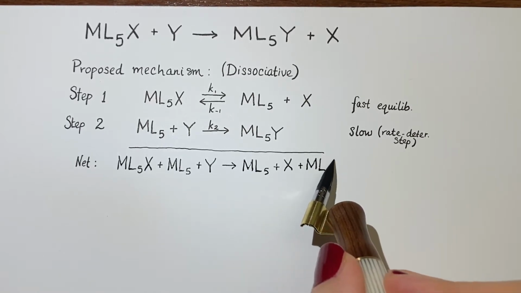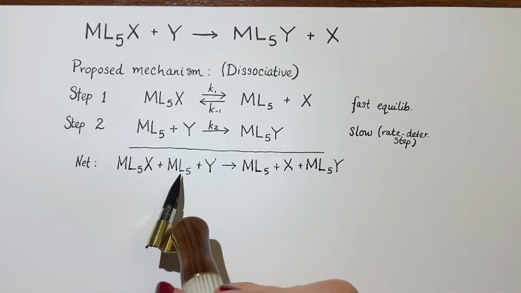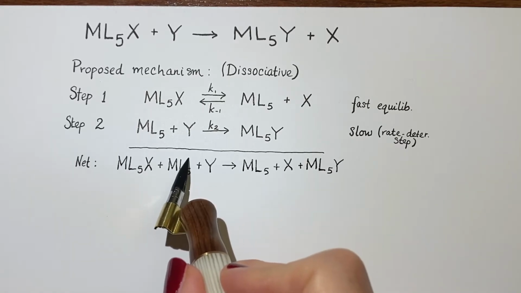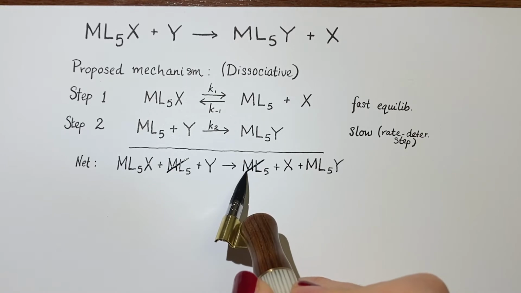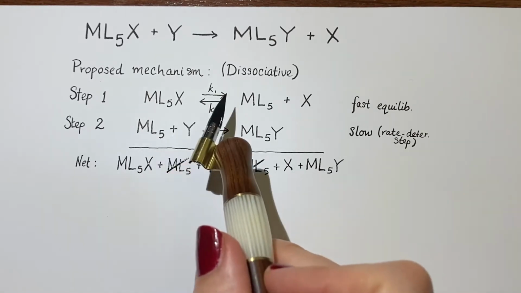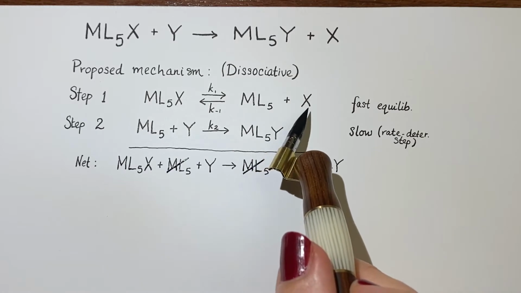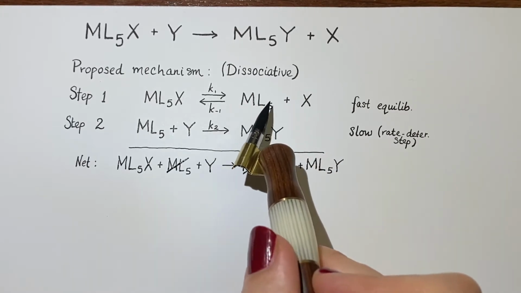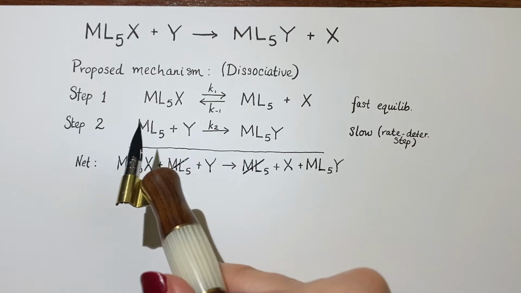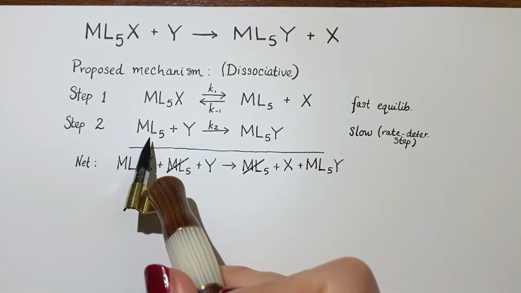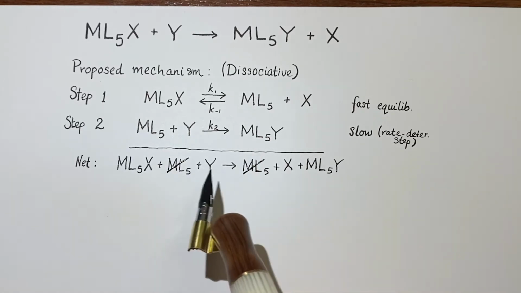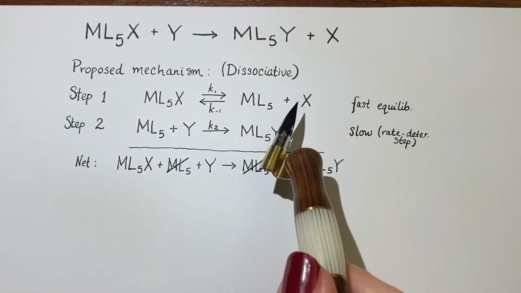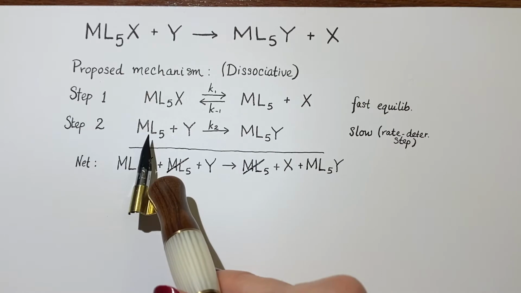Alright, and then we assess, and we see we have an intermediate here, we have an intermediate here. Those cancel out, as they should. Intermediates are something that are produced in one step of a mechanism. And here's our intermediate here. And then it is consumed in a later step, like we see here. This goes away, and ultimately it does not appear in the net equation. Okay, so intermediates appear in one step, and then disappear in a later step.